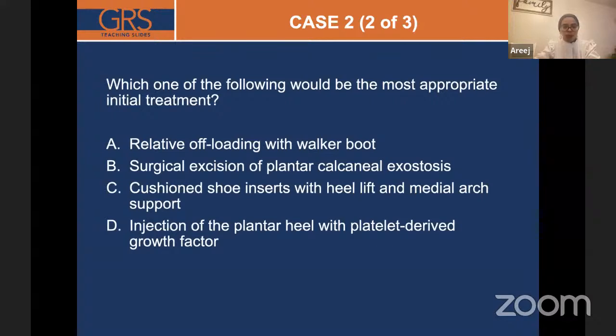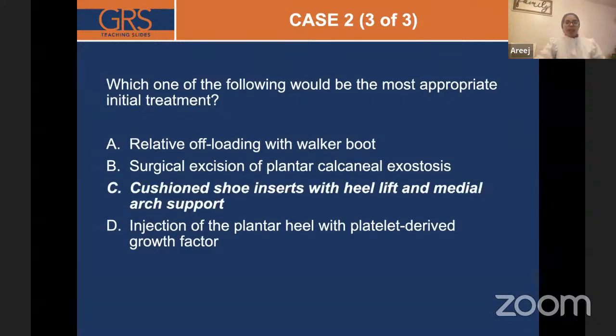Yes, guys, most of you chose C, which is the correct answer. C, because this is plantar fasciitis, and the cushion shoe is like a pillow to the foot. It can absorb the impact or any trauma.